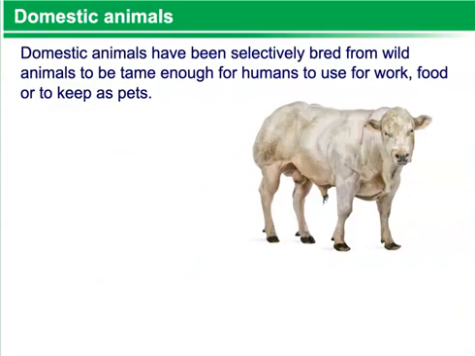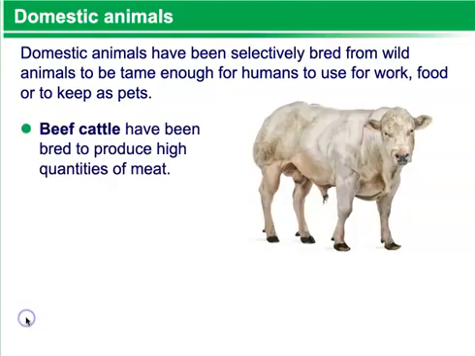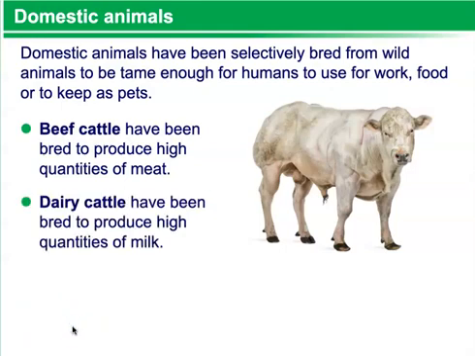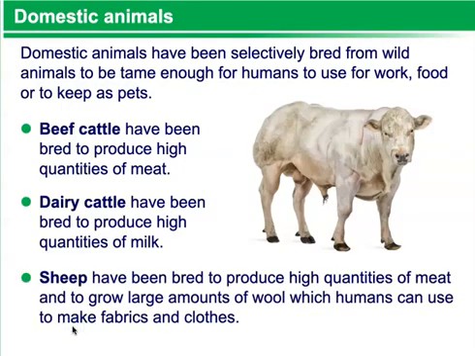Domestic animals. Domestic animals have been selectively bred from wild animals to be tame enough for humans to use for work, food, or to keep as pets. Beef cattle have been bred to produce high quantities of meat. Dairy cattle have been bred to produce high quantities of milk. Sheep have been bred to produce high quantities of meat and to grow large amounts of wool, which humans can use to make fabrics and cloth.